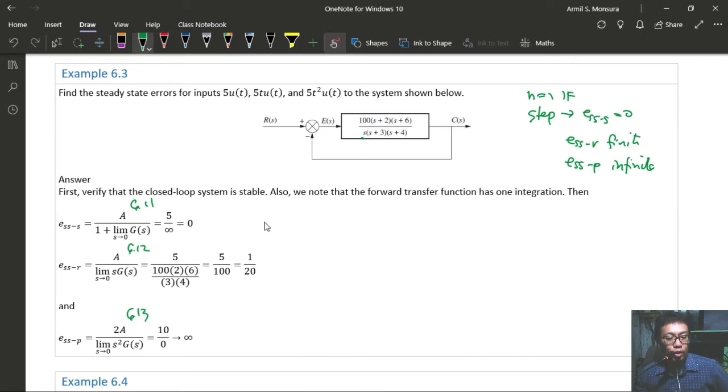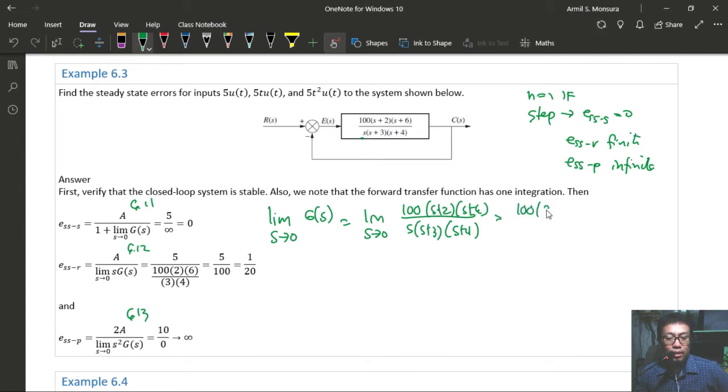Okay. So again, ang kukumpitin muna natin is yung denominator or yung DC gain in the case nitong steady state error para sa step input. That's the limit of g of s as s approaches 0. Okay, so this is the limit of 100 times s plus 2 times s plus 6 over s times s plus 3 times s plus 4 as s approaches 0. So kapag in-apply ko tong limit na to, isasubstitute ko yung 0 dun sa s. So that should become 100 times 2 times 6 divided by ito, magiging 0 yan, times 3 times 4.